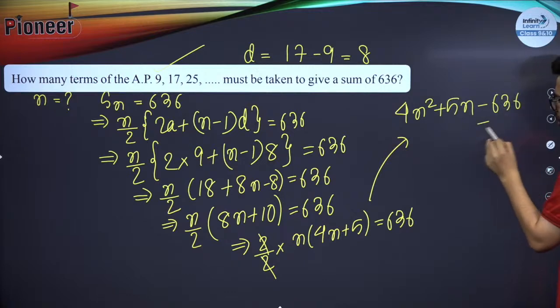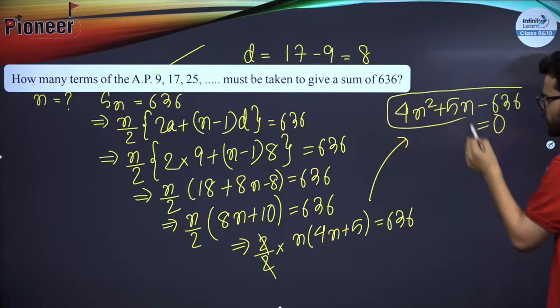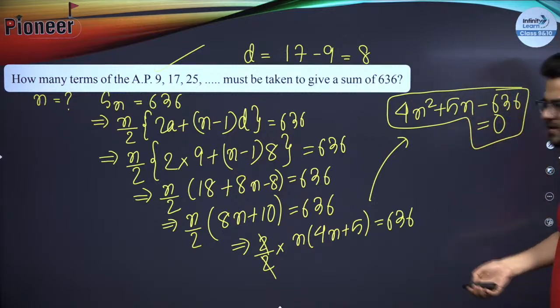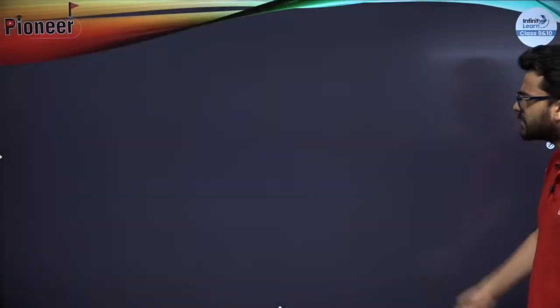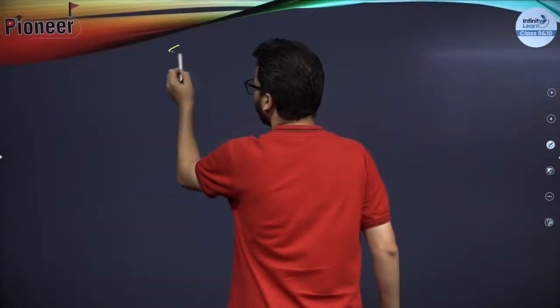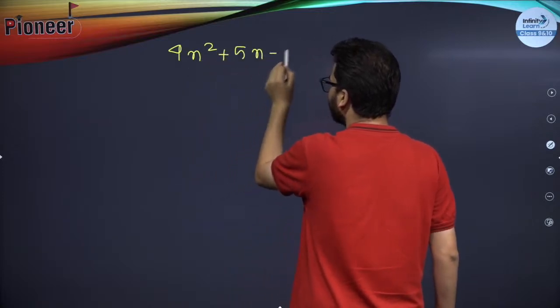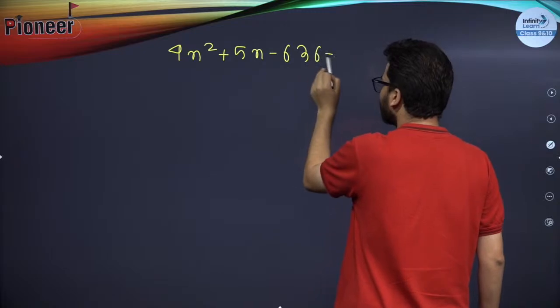So basically, in order to find the number of terms, you have to solve this quadratic equation, 4n square plus 5n minus 636. So let's solve this. 4n square plus 5n minus 636, and that is equal to 0.